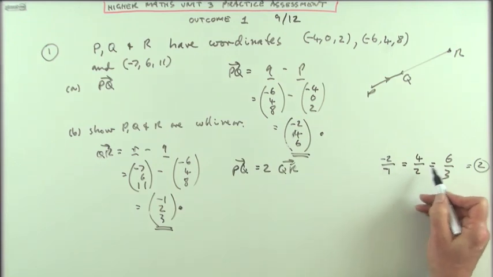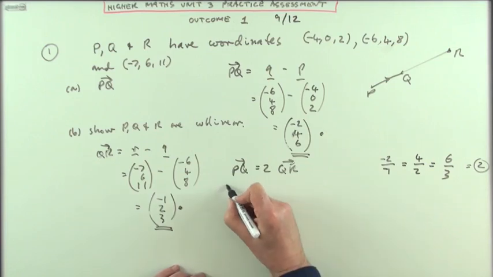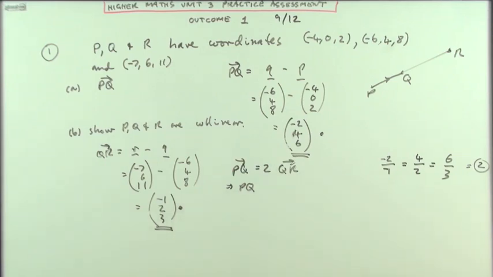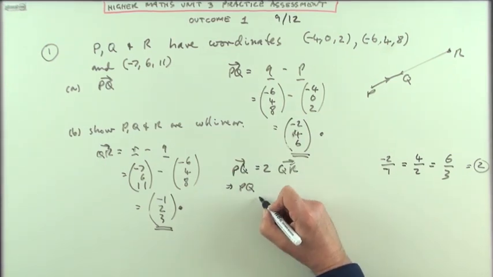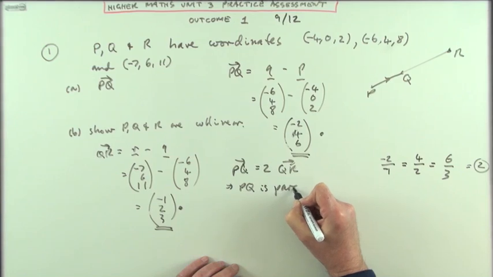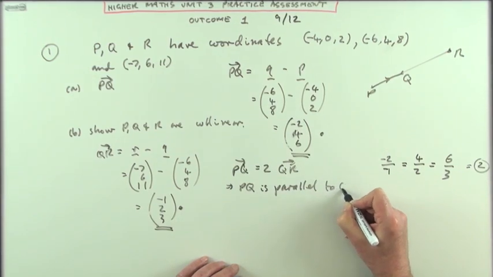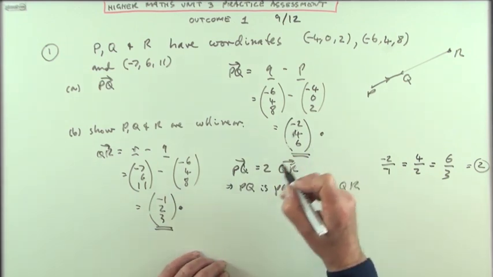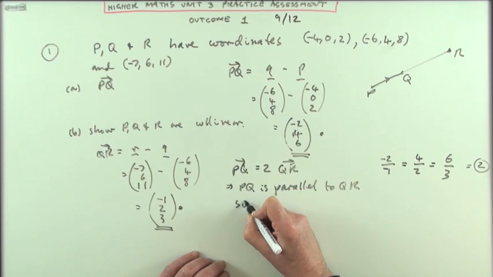All the components are 2 times. In which case, that means that the line PQ is parallel to QR. I'm tempted just to use the symbol, but maybe I'll just play safe and write it in words, is parallel to QR. That's not sufficient for the last mark. 2 parallel lines don't need to be joined, so I have to make the statement that says, yes, they are.